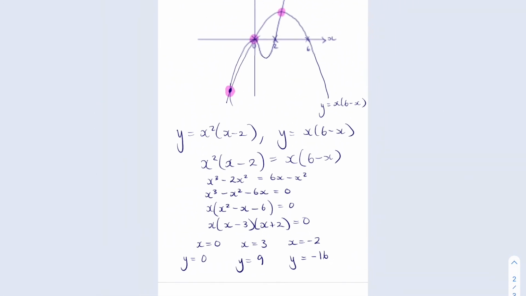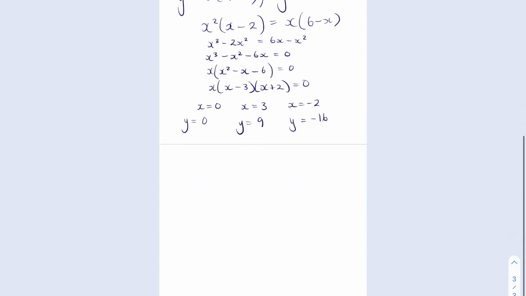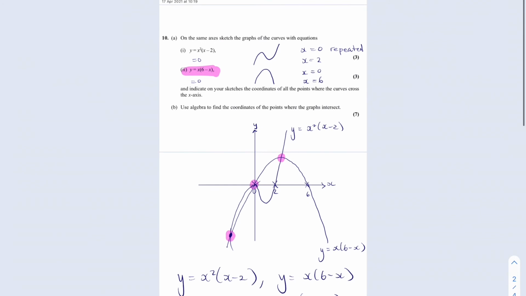So let's just have a look at the curve to see if that looks about right. So there's my 0, 0. That looks right. There's my 3, 9. Here, that looks about right. And that must be minus 2, minus 16. So that all looks good. So just make sure that you write your intersection points down explicitly: 0, 0, 3, 9, and minus 2, minus 16. And that completes the question.